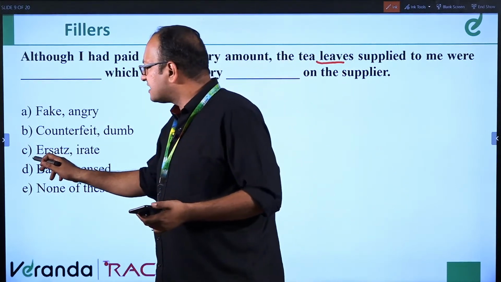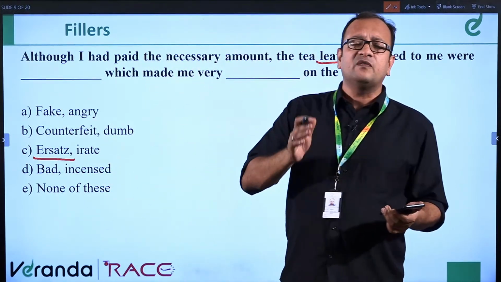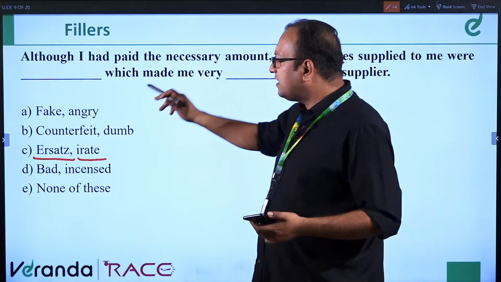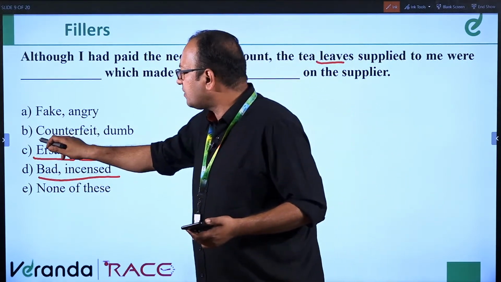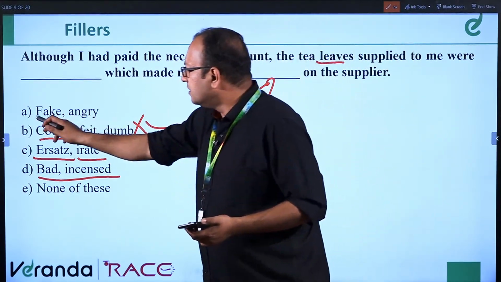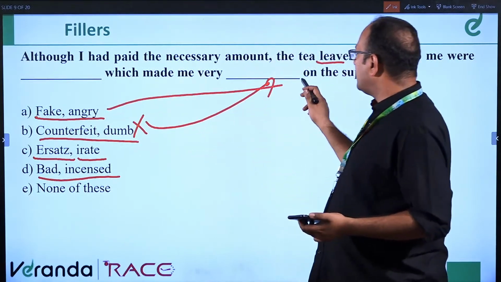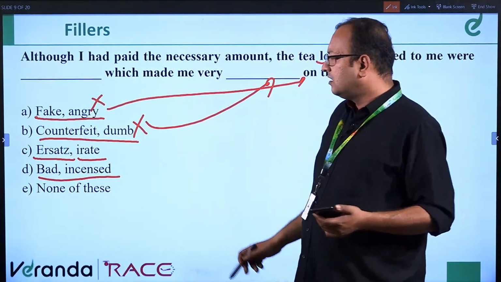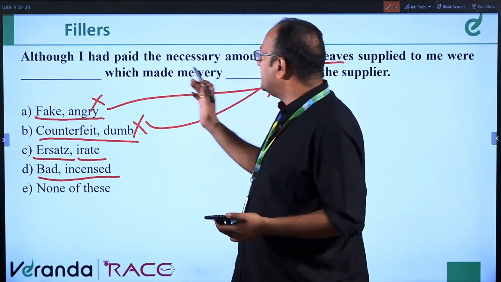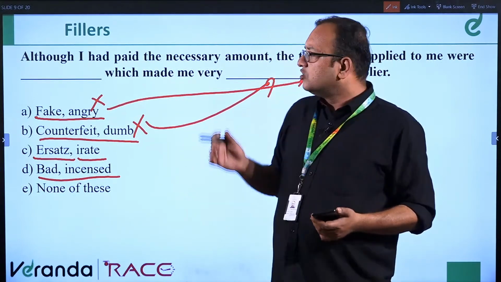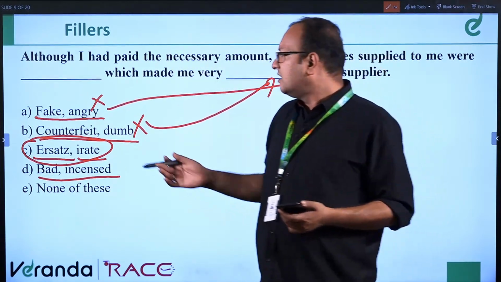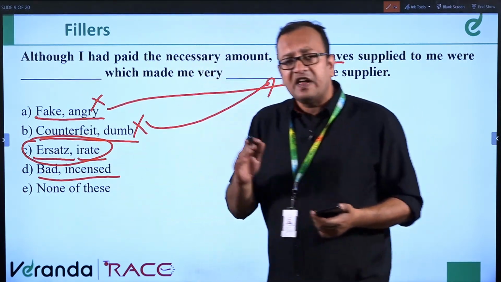So it should be ersatz. Ersatz means duplicate, fake, which made me very irate on the supplier. So this will be the answer. Why not bad or incensed? Why not counterfeit and dumb? Dumb cannot be the second option. We cannot put dumb over here. This could have been the answer, but angry is not followed by on. Bad and incensed on: the tea leaves supplied to me were bad, which made me incensed at. The answer will be ersatz and irate. Irate on someone means angry with someone, and ersatz means fake and duplicate.